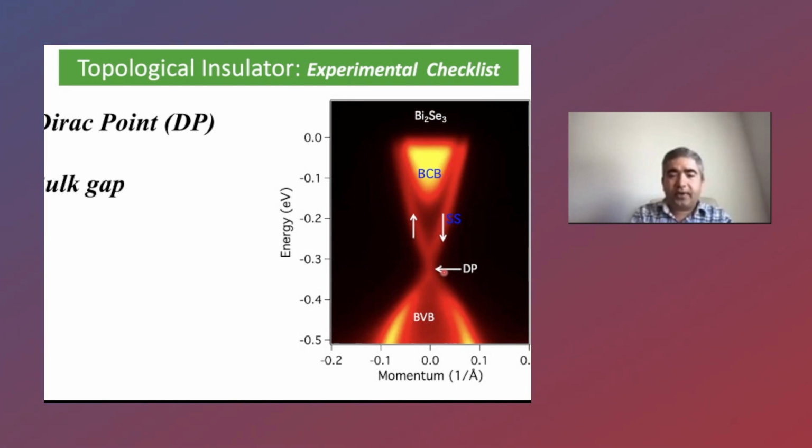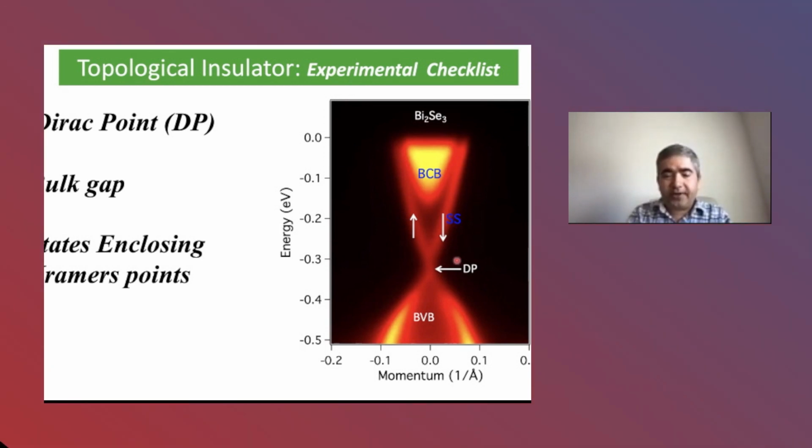And another thing we are looking for is the band gap. It's basically the bottom of the conduction band and the top of the valence band. So how big is the band gap? A typical topological insulator, something like bismuth selenide, has a band gap of around 300 milli-electron volts. Then there are states enclosing the Kramers point. So you actually map out the whole Brillouin zone and try to find out how many states you have in the Brillouin zone, which includes the Kramers point.